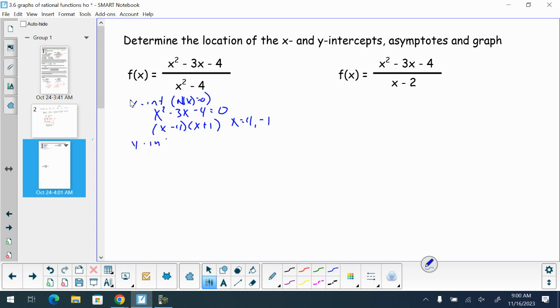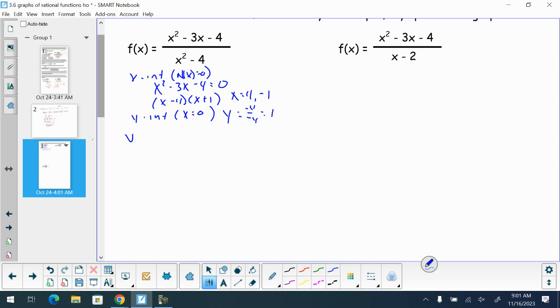Y-intercepts is where x is equal to 0. So I substitute my 0 for x and I solve for y. So all my x terms go away. So I have 0 minus 4 over 0 minus 4. So we should have y-intercepts. Brady, where's our y-intercept at? Negative 4 divided by negative 4, which is 1.